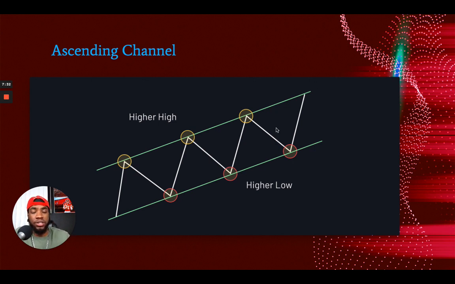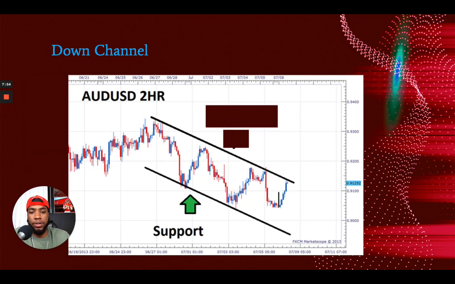Ascending channels, in my experience, can really go either way. They can either break to the upside or break to the downside. You just kind of have to pay attention to how the market is moving at that time. What's the market sentiment? How is the market forming on the candlestick patterns? And really just look out for a break and retest of these patterns. And we'll talk about that.